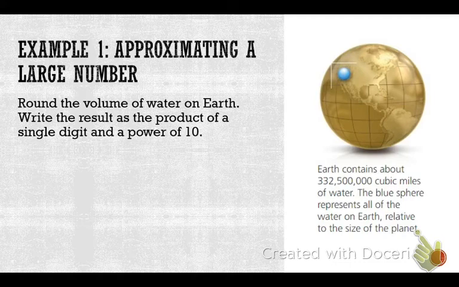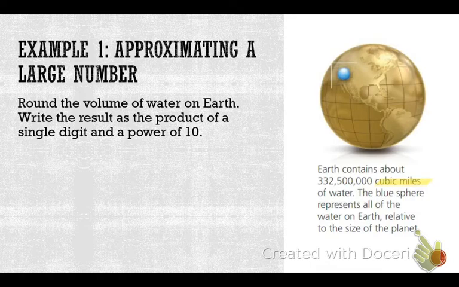Let's just look at this. Earth contains about, I'm reading that graphic over on the right-hand side, 332,500,000. That doesn't seem like a huge number, right? 332,500,000. But look at the label. Cubic miles of water. How many feet are in a mile, guys? 5,280 feet. Wide. 5,280 feet long, 5,280 feet deep is 1 cubic mile. And Earth has 332 million cubic miles of water.